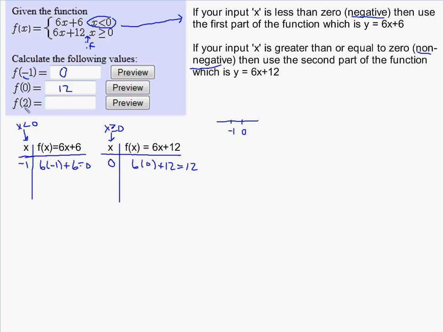The last one, f of 2. Again, you start out asking, am I supposed to plug 2 into the first piece or the second piece? It never is the case that you do both. So is 2 smaller than 0 or is 2 bigger than or equal to 0? Obviously 2 is bigger than or equal to 0. On the real number line, 2 is to the right of 0. Therefore 2 is bigger than 0. So it says plug 2 into the second piece of the function. And if you did that, it would look like f of 2 equals 6 times 2 plus 12. So that would give me 12 plus 12, or 24.